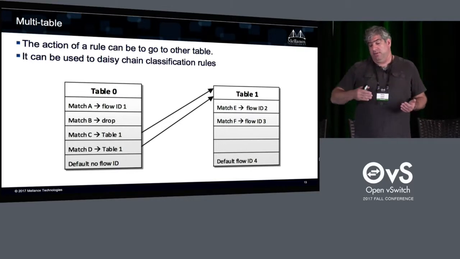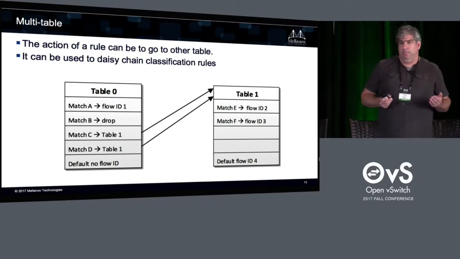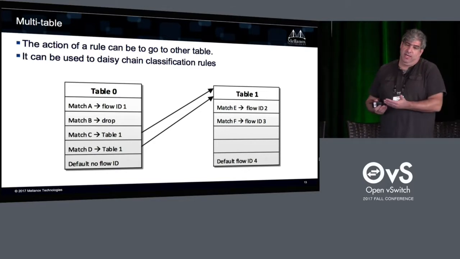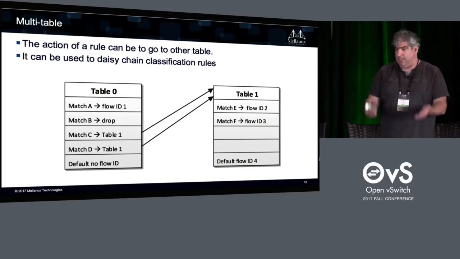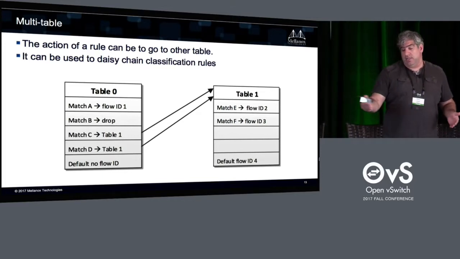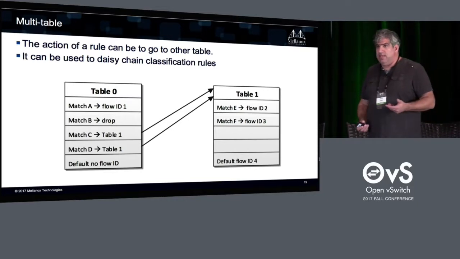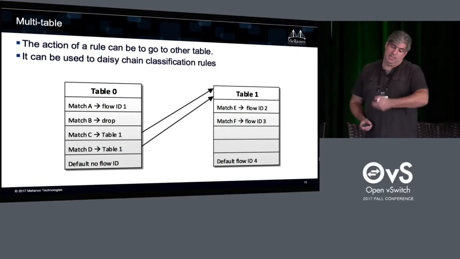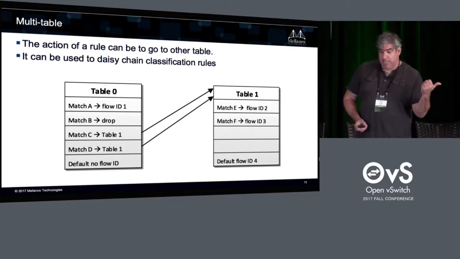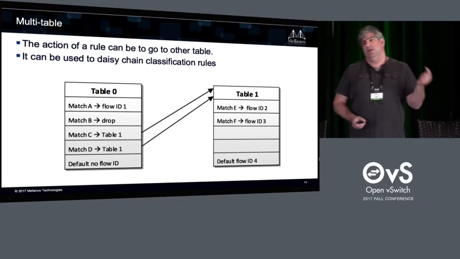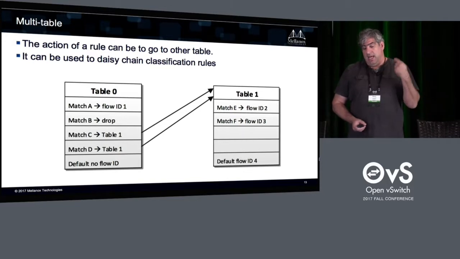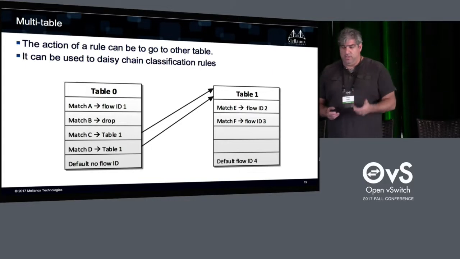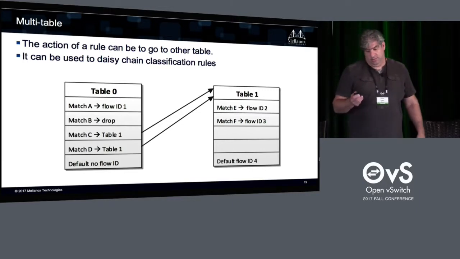And the other table, table number 1 here, will do another classification inside. Everything is inside the hardware. And then you set a flow ID. But now it means that the packet was classified in the first table, which sent the packet to the second table, and there it was classified according to the rules. So the flow tag there means that the packet crossed all the required classification.